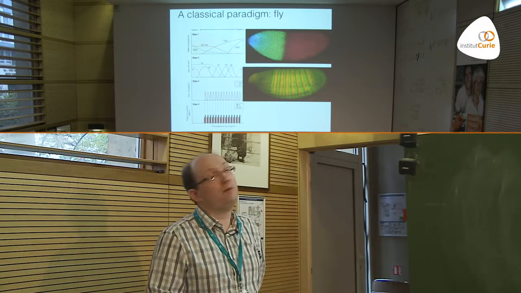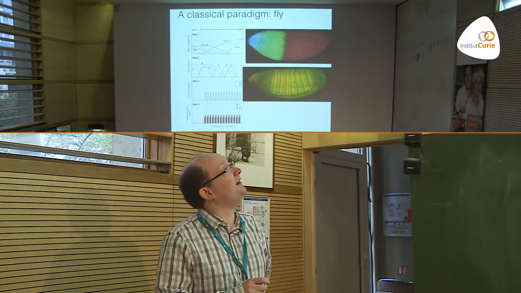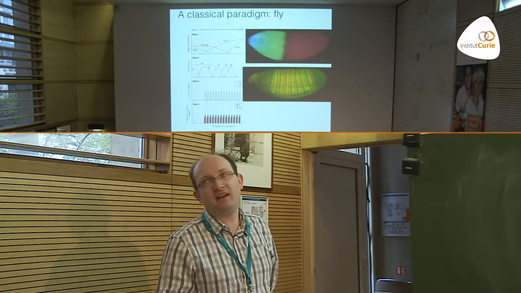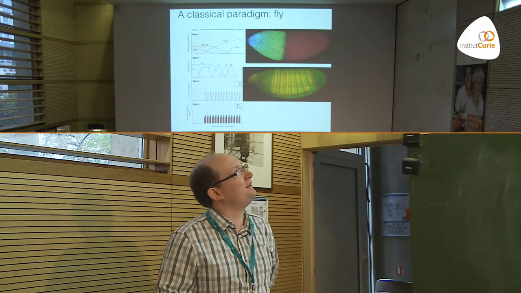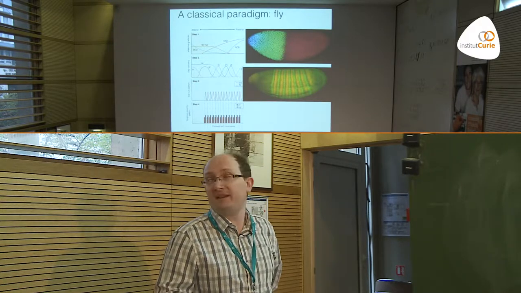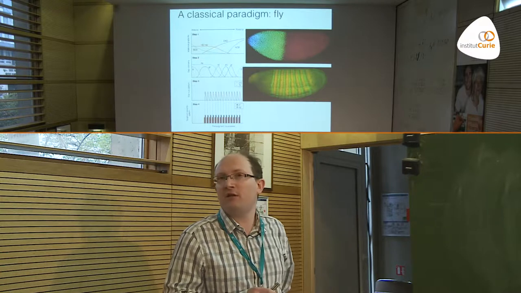The way it works is that, imagine you have an egg, a Drosophila egg. This is a Drosophila egg, which is stained for different proteins. In the Drosophila egg, you have maternal gradients like Bicoid. I don't know, how familiar are you with Bicoid?